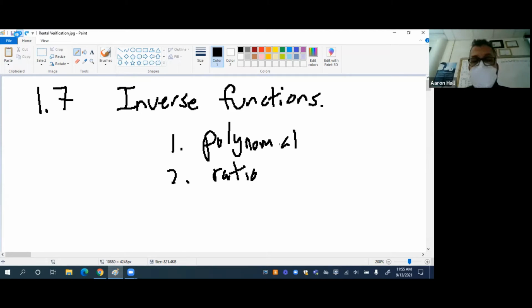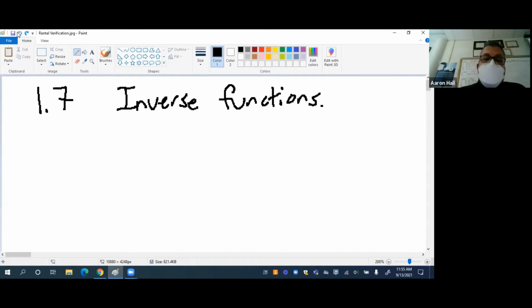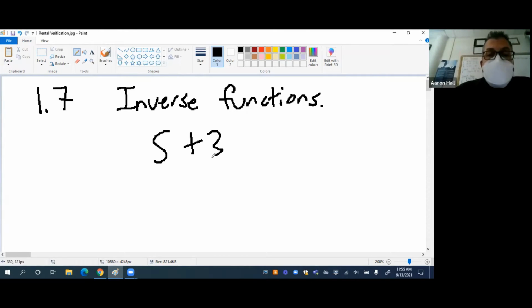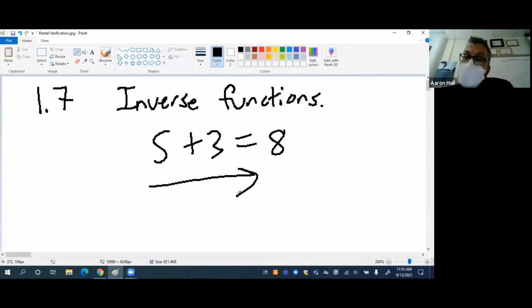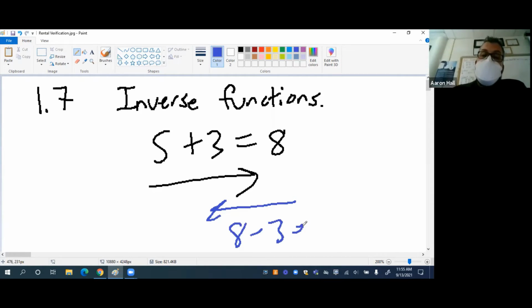What's really cool about inverses is that if you were to write an equation like 5 plus 3 equals 8, and go from left to right like reading a book, the operation is addition. But if we go backward, some people want to call this an opposite. It's not an opposite, it's an inverse. An inverse is basically going backward. In this case, it would be 8 minus 3 equals 5.